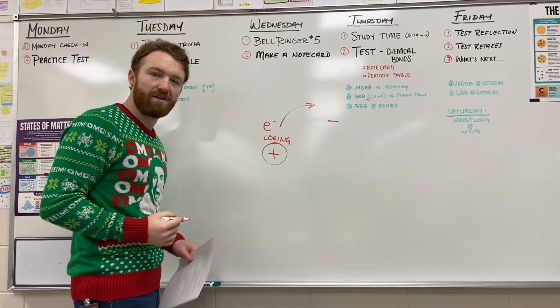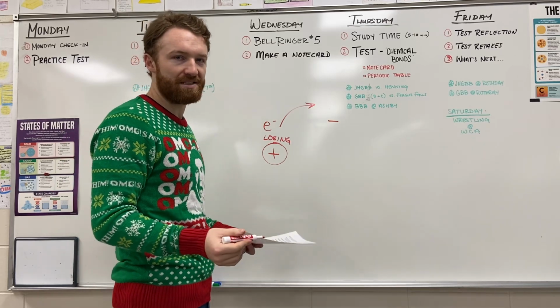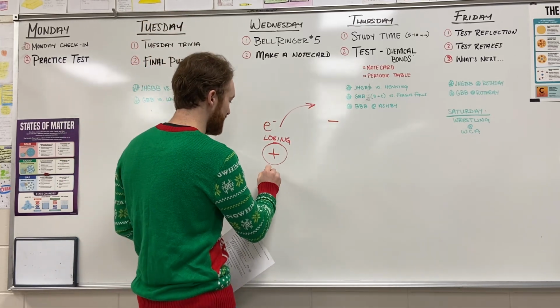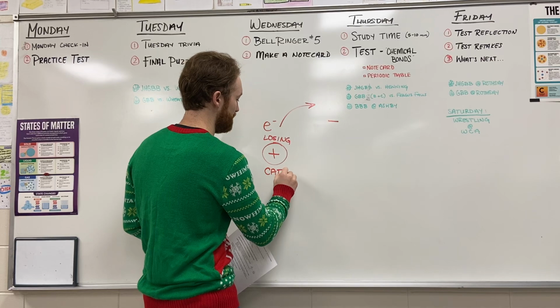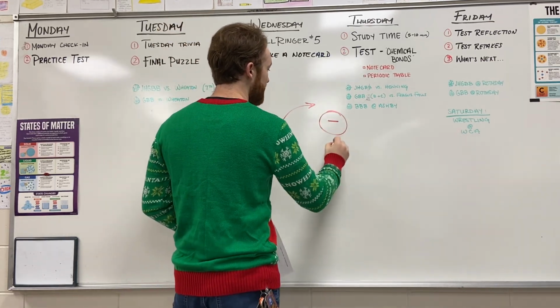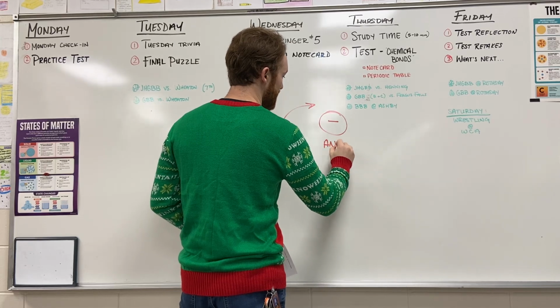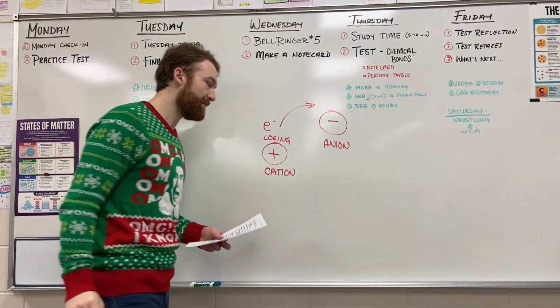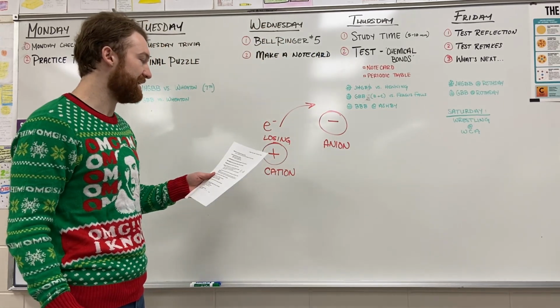Now, if you do lose an electron and you become positive, what's that positive ion called? It's called a cation. Okay? Cations are positive, and then this negative ion is called an anion. Okay? So you've got cations and you have anions.